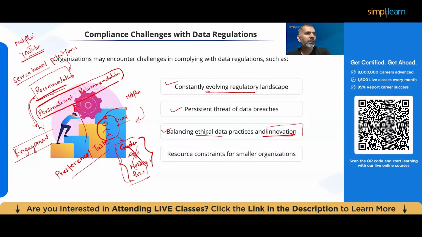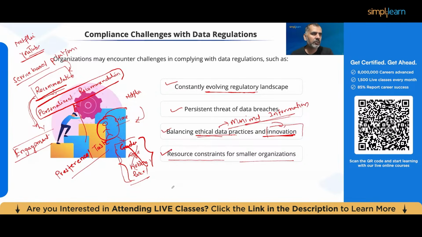Ethical data practices say you have to collect minimum information, isn't it? When you collect minimum information, you might lack innovation. So that's where we have to set the balance between them. And next is the resource constraint for smaller organizations.